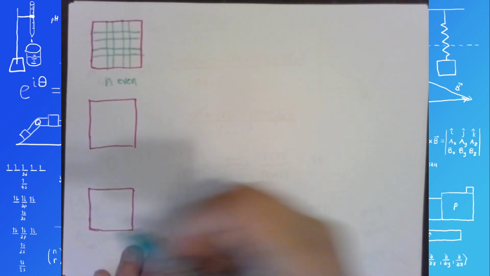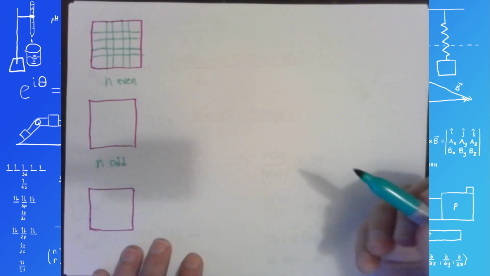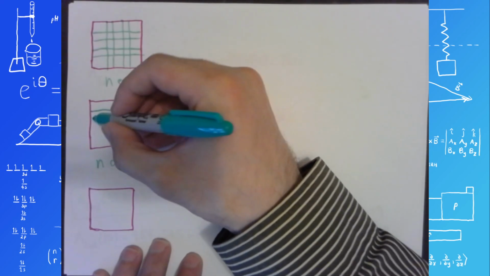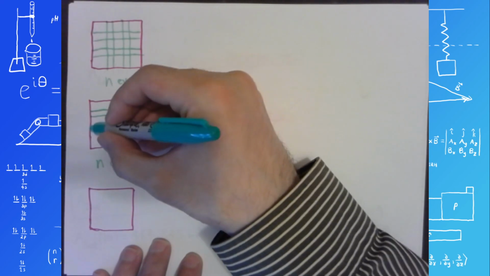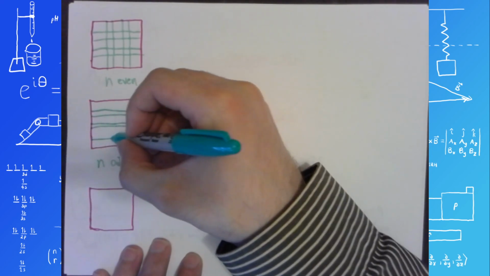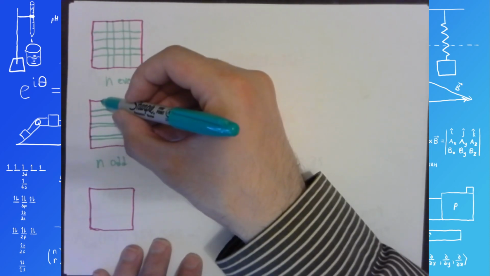If n is odd, let's say for example I did 5, then I would end up with 1, 2, and 3 horizontal and 2 vertical.